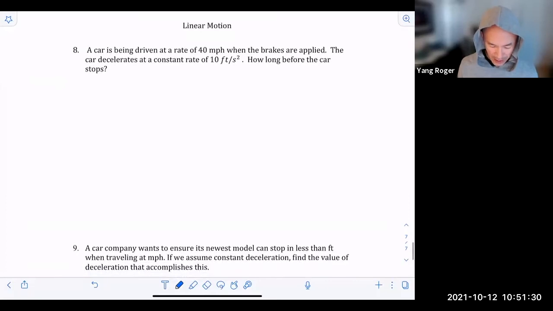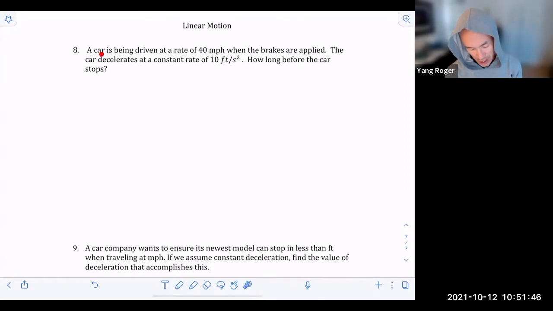Why don't we take a look at example 8 together? I want to help you unpack it a little bit before I have you finish the problem. Let's read through this line by line.